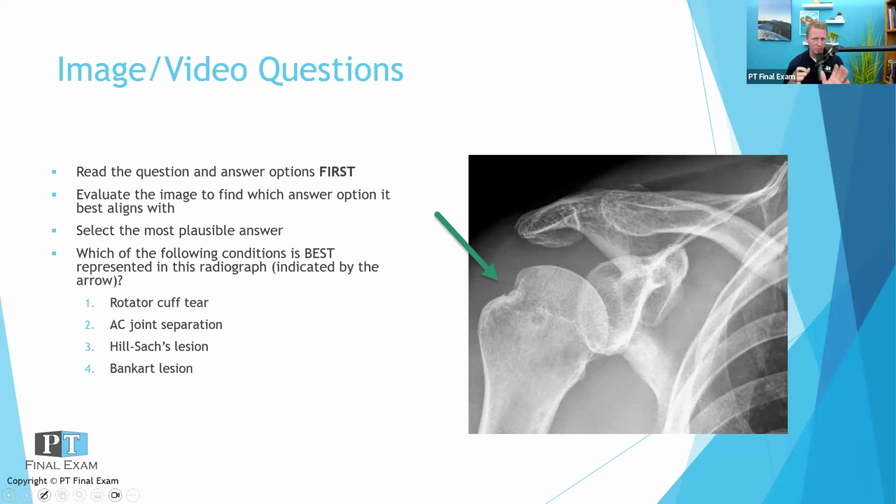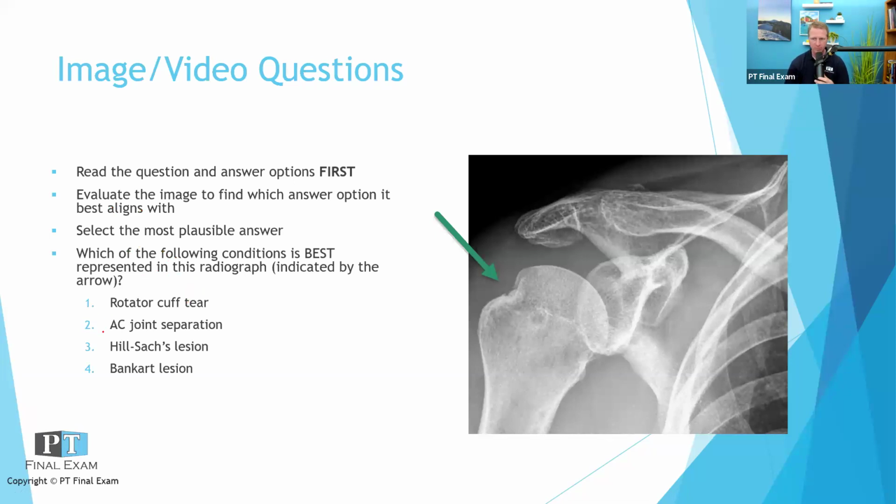And that's actually what I recommend for scenario questions too, or the longer patient chart scenario questions. Don't try to evaluate the whole chart until you've narrowed your focus to look at what it is that they want you to find. So in this case, we do indeed see that we have a radiograph of the shoulder. Those of you who are just listening to the audio version of this, kind of difficult to visualize, but we have a radiograph of the shoulder. Which of the following conditions is best represented in this radiograph indicated by the arrow?